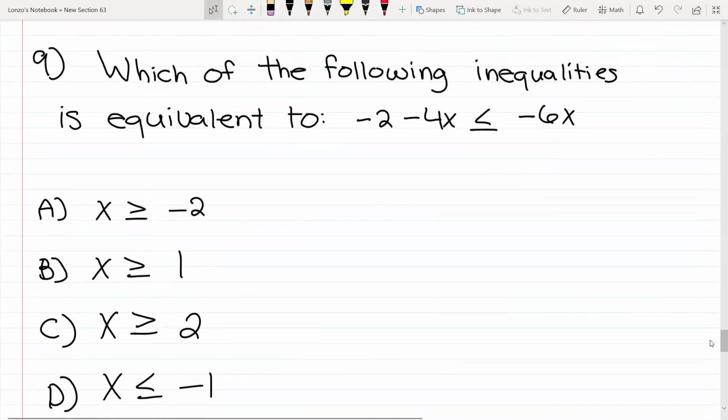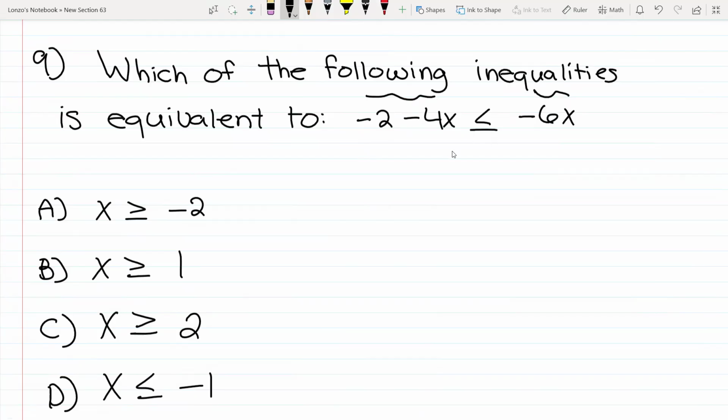Question 9. Which of the following inequalities is equivalent to negative 2 minus 4x is less than or equal to negative 6x? So you just got to solve for x, and the first thing I would do, before I move things around, is make sure if you can collect like terms on both sides. On the left side, negative 2 and negative 4x, is there anything you can collect? No, this is a constant, this is a variable, so we can't combine. What about the right? You're just left with negative 6x.